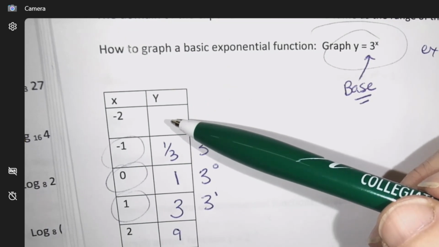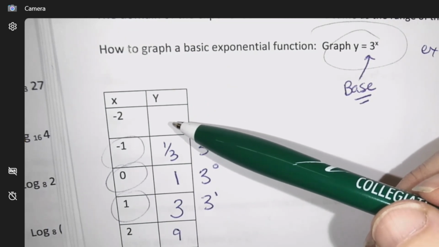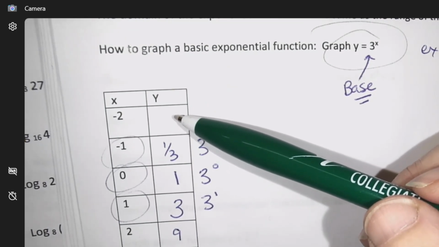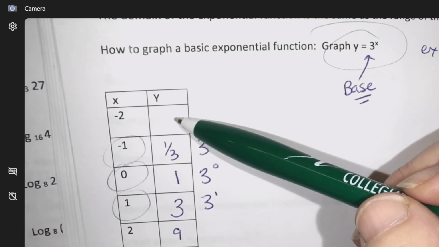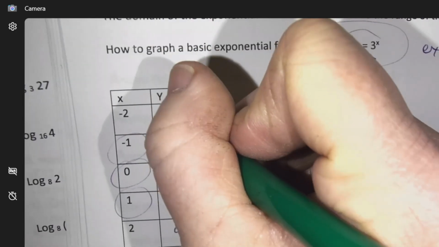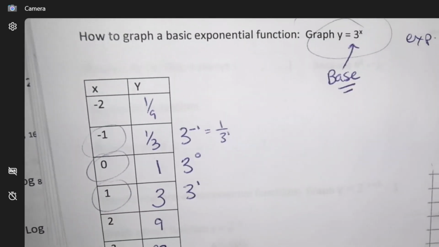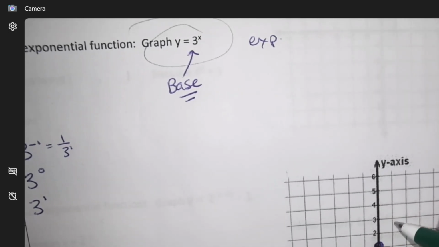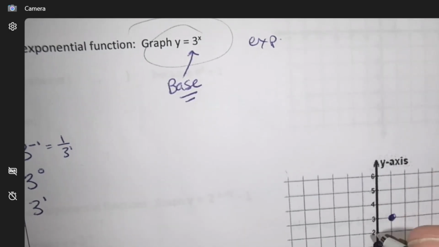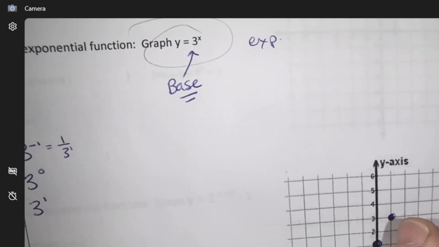What would this be? Can anybody do that? Mental math there? 1 over 9. Okay, so the coordinates: 0, 1; 1 comma 3; negative 1 comma 1/3.